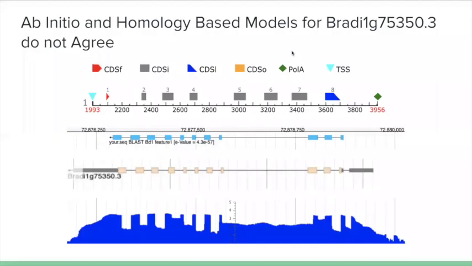Ab initio and homology-based models were both made for the gene. FGENESH predicted that it would have 8 exons and that it was on the positive strand, while Phytozome showed that it was on the negative strand and contained 11 exons. The log scale RNA-seq data also provided insight into the exon and intron composition of the gene.